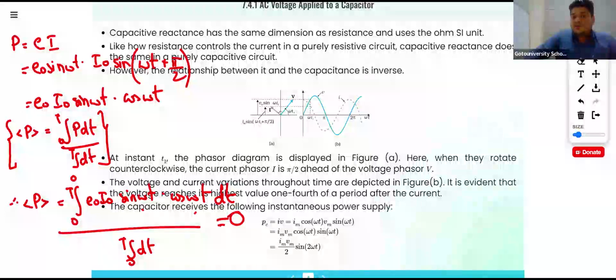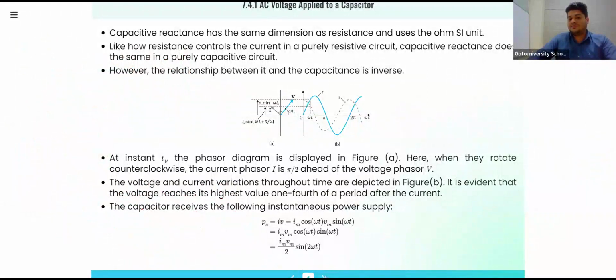This is the conclusion that only resistor consumes power. Capacitor and inductor do not consume power. This can be asked in your MCQs.